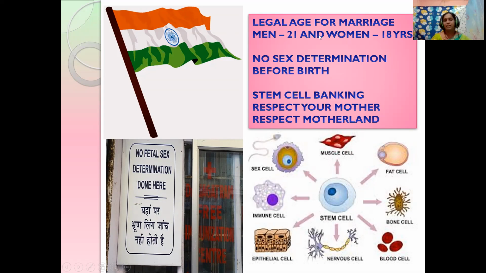So the legal age is given, and also we should never encourage sex determination before birth. Let a female be born, let her live. And stem cell banking: always preserve the stem cells, and this will be helpful for our future. And let's respect our mother who has taken so much pain in giving birth to us and bearing us, and respect the motherland.